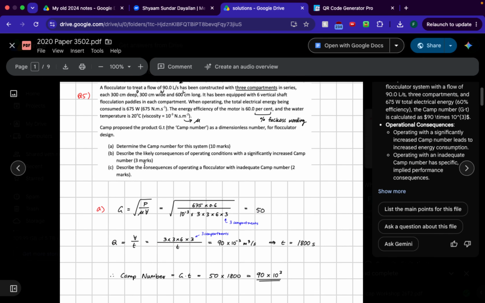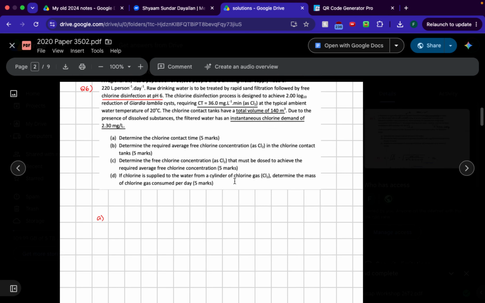You can also expect a couple of theoretical questions, like describe the likely consequences of operating conditions with a significantly increased Campus number, 3 marks.